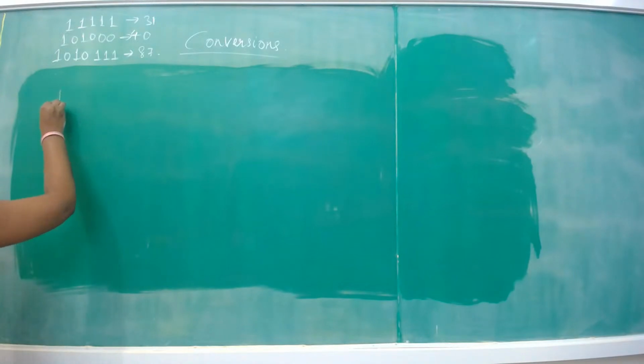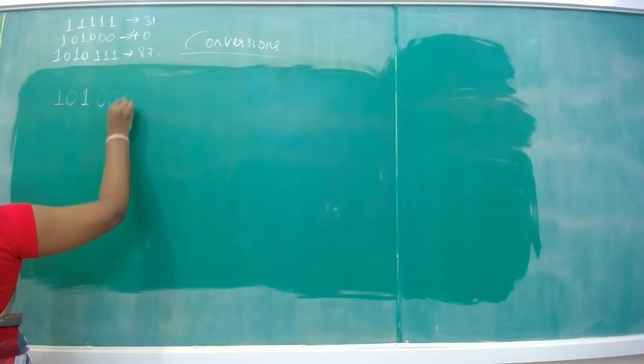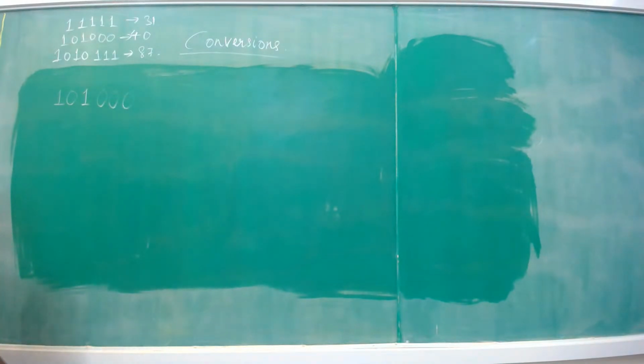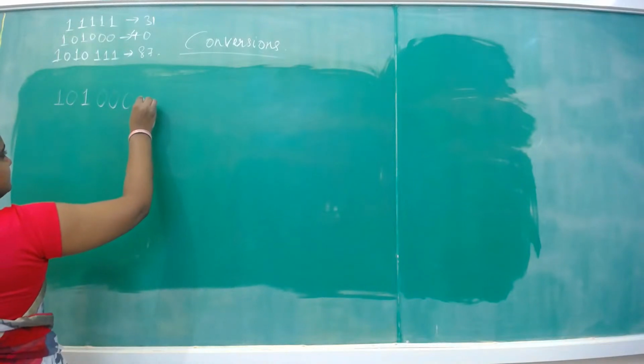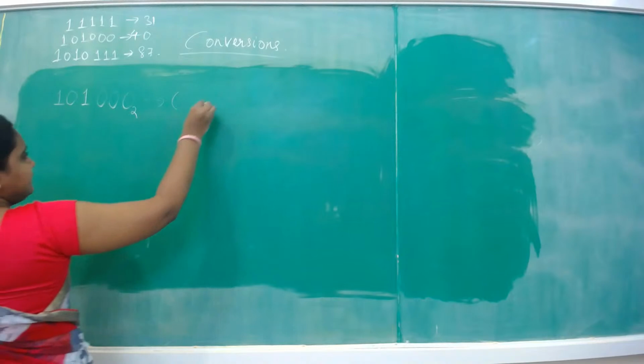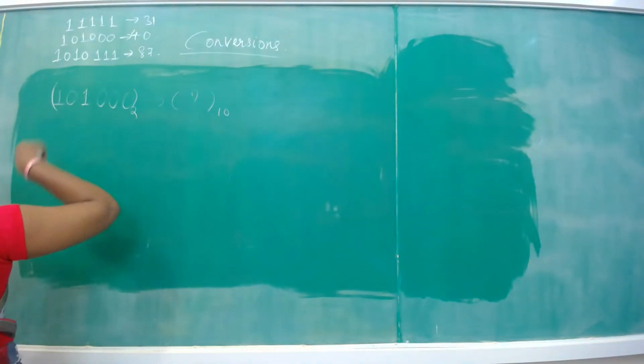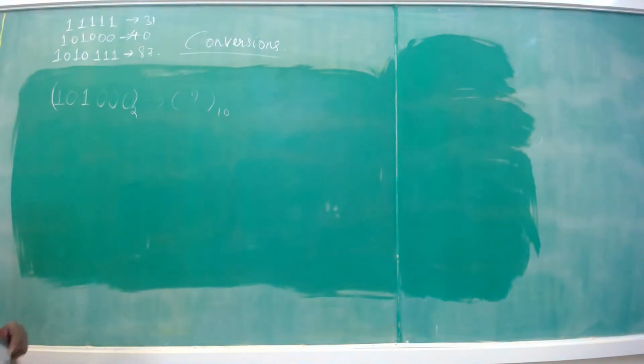Binary value 101000, this is base 2. Find its base 10 value, base 2 to base 10. We'll follow the same method. Then we'll be multiplying into its place value.